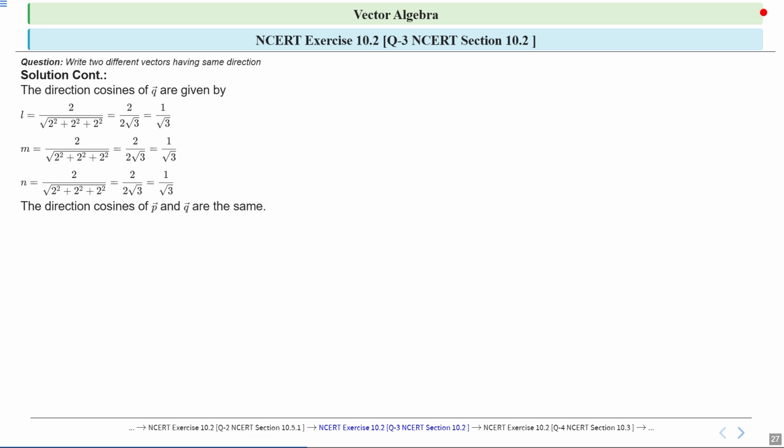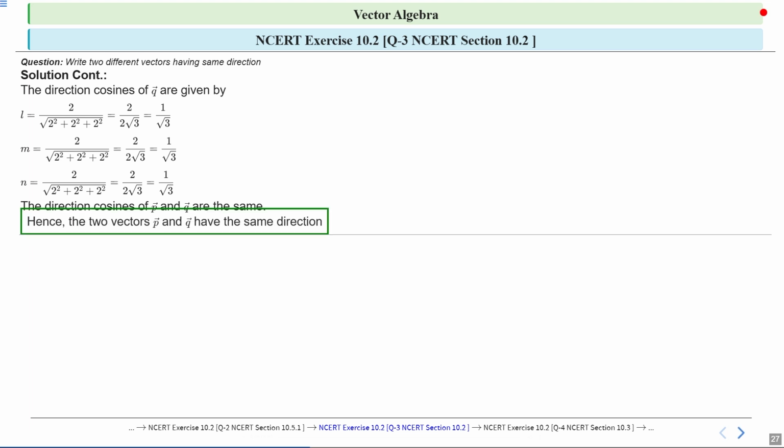So the direction cosines of p vector and q vector are the same. Hence we can say that the two vectors p vector and q vector have the same direction.